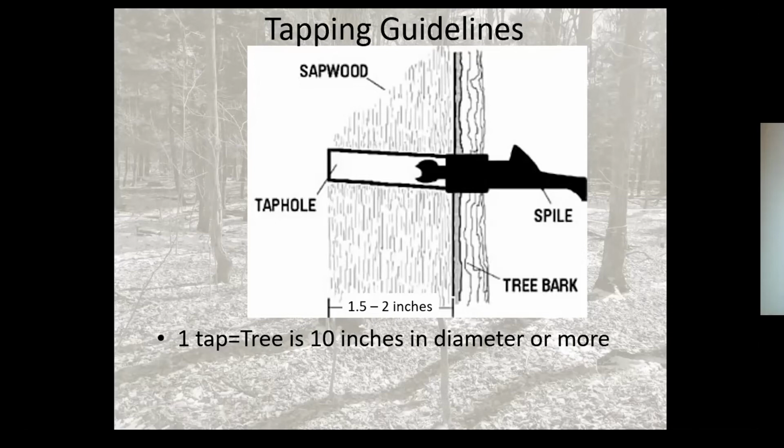You can tap a tree when it's 1 inch in diameter. You may not want to drill it 2 inches deep, but you can drill and tap a tree that small with a small spout. You will get sap. You're not going to get a lot, but the question is, what's the long term? Is there going to be new growth in the future as we continue to tap that tree?